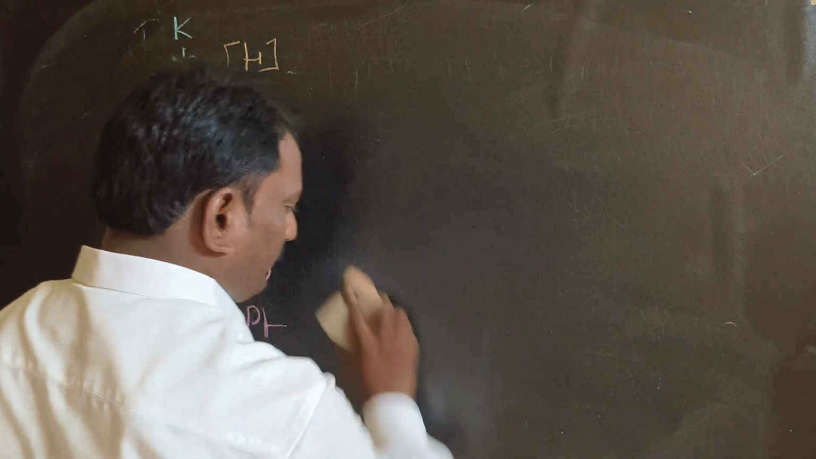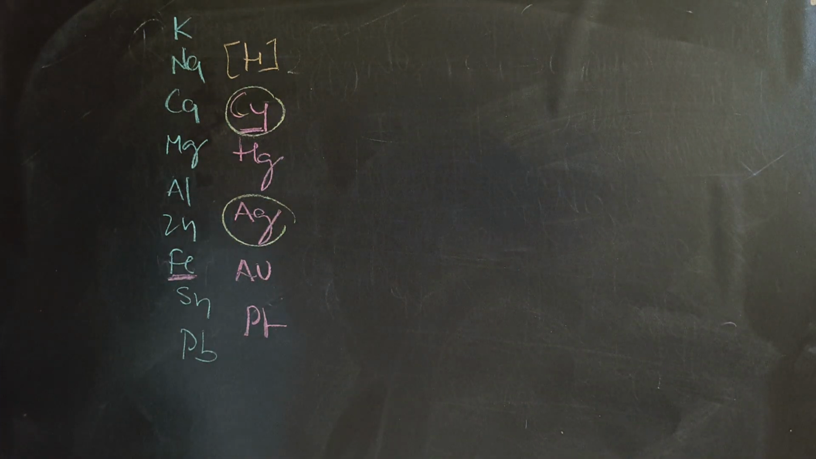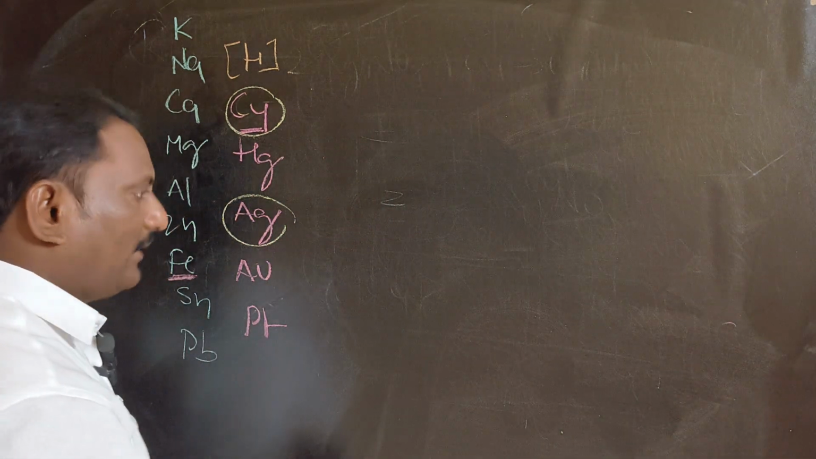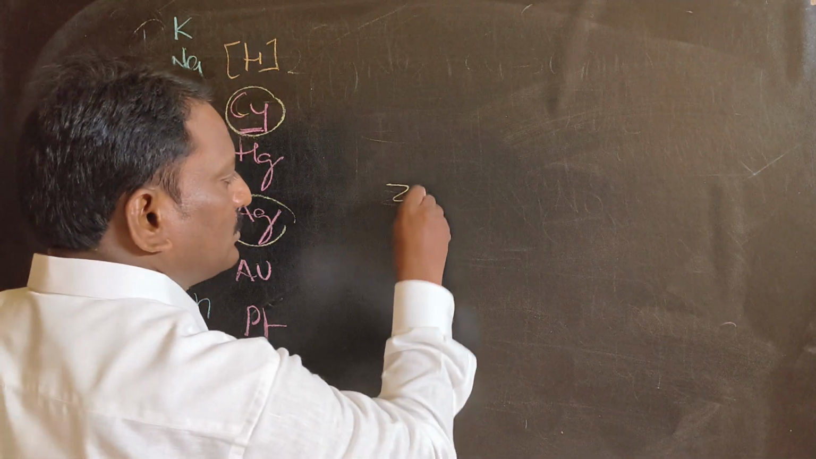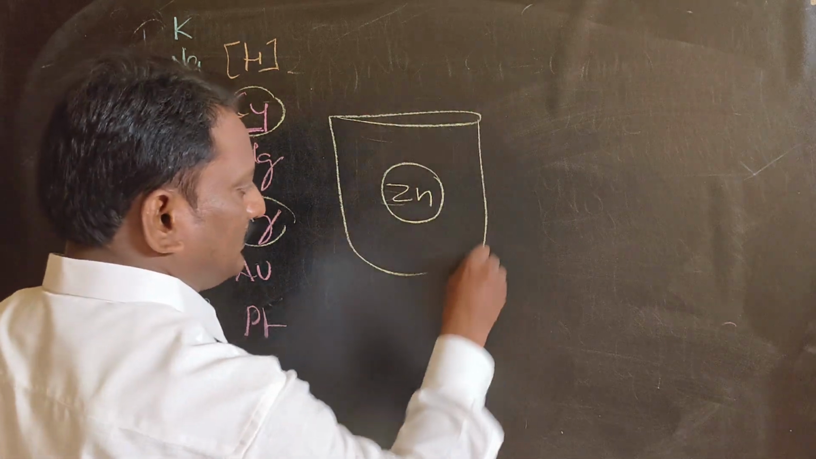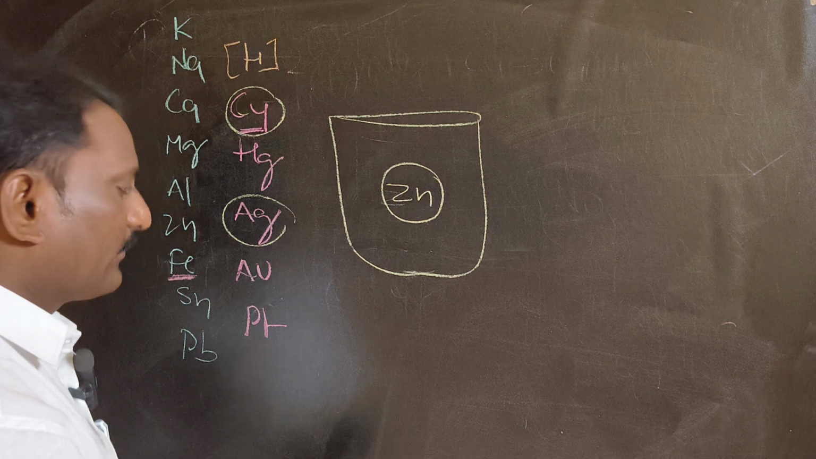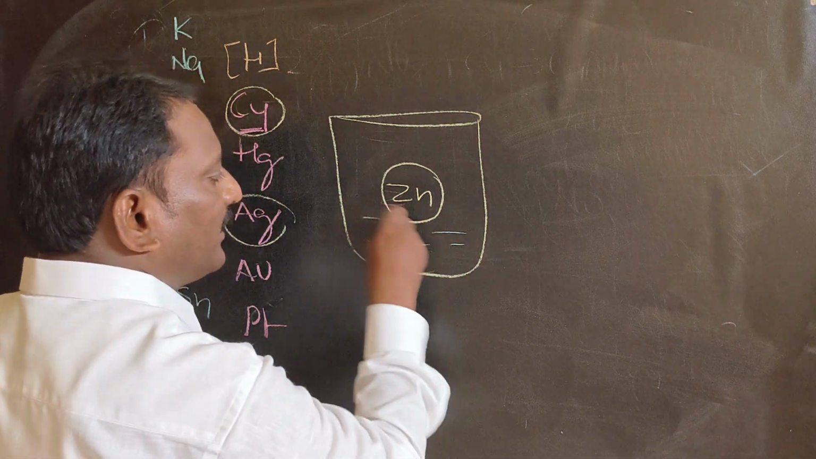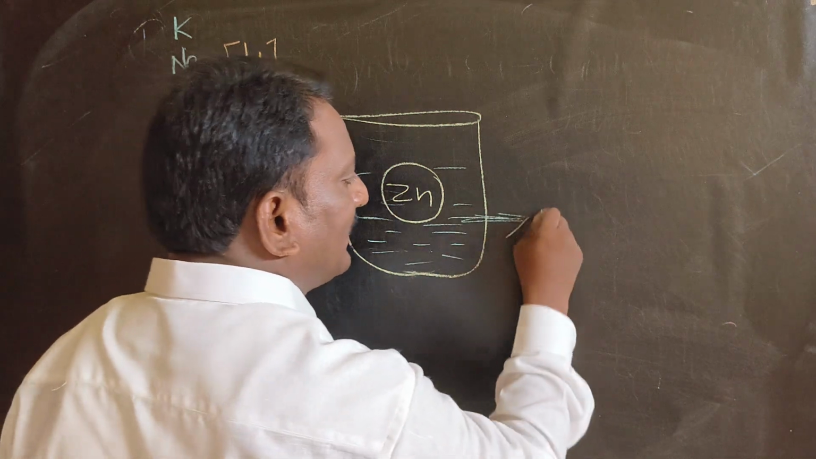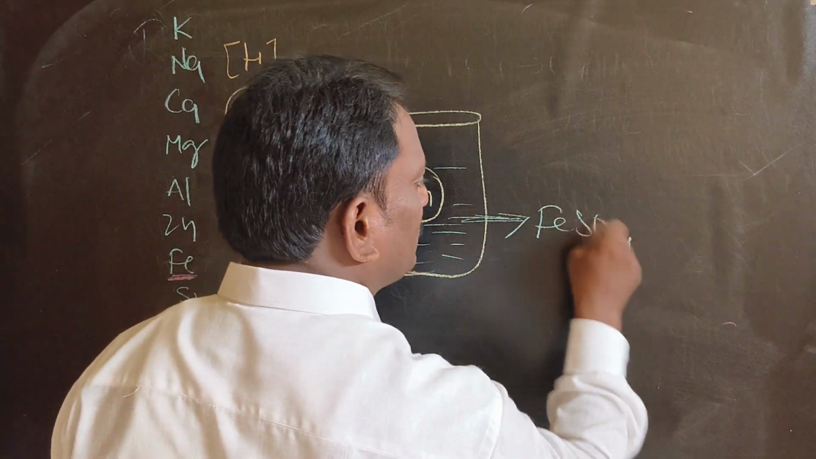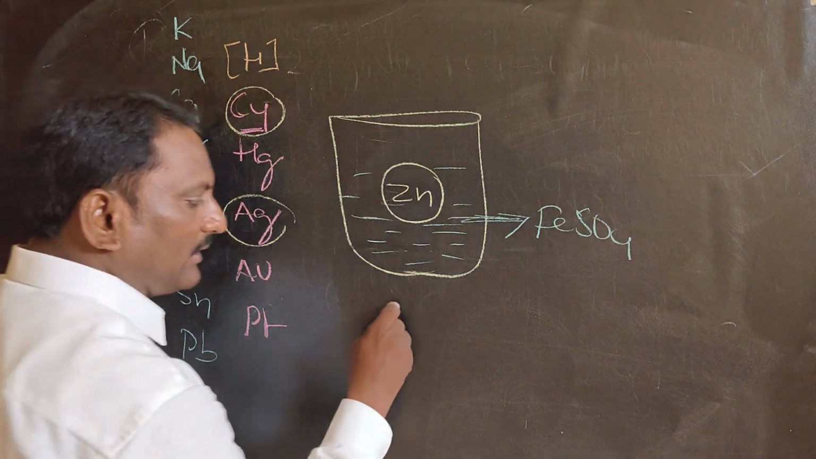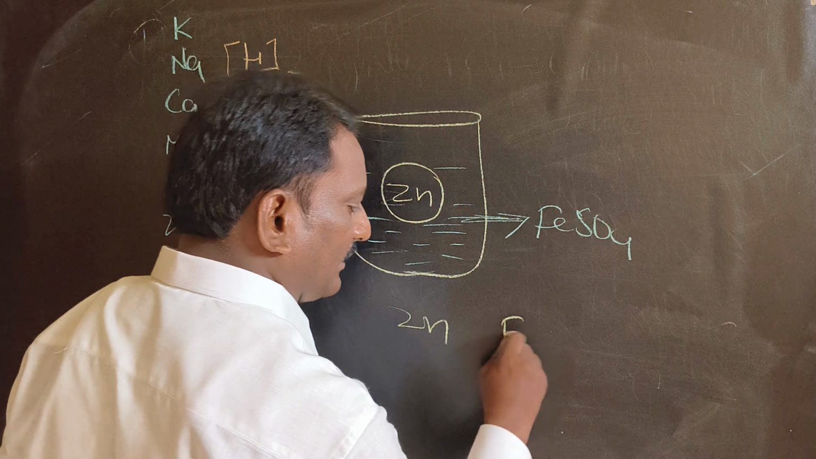What will happen when a zinc coin is placed in ferrous sulfate solution? Ferrous sulfate is called green vitriol, a green color ferrous sulfate solution. Right? Conditions. The entered one is zinc, the existed one is iron.